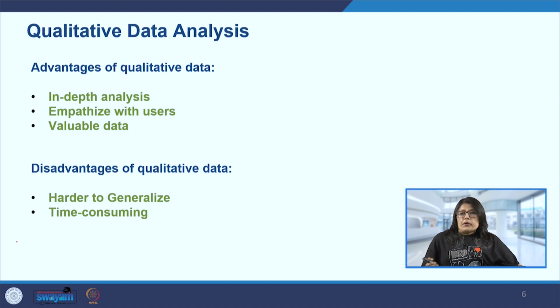So it is a little bit harder to generalize, because pain points for some of them may be different from the other participants. So it gets a little difficult to apply the same findings on the larger population. So that is one disadvantage. And the other is that it is time consuming, because it's a lengthy process.